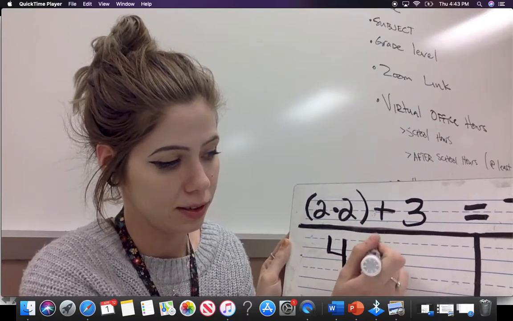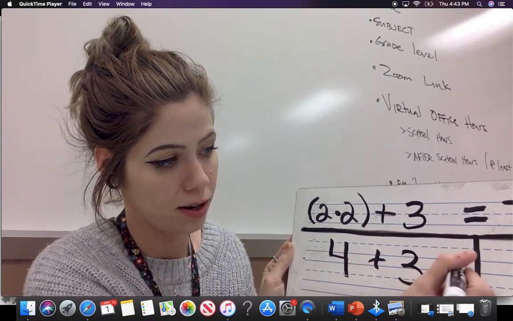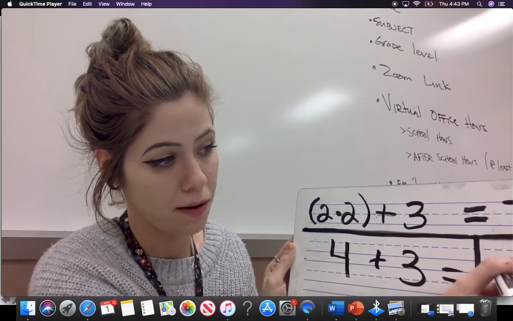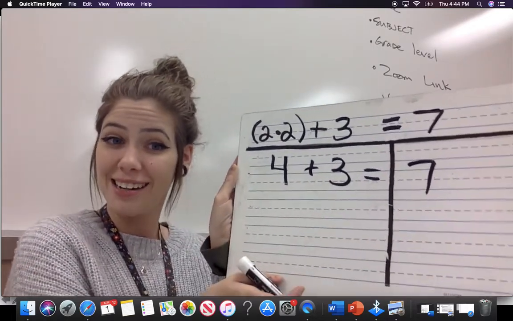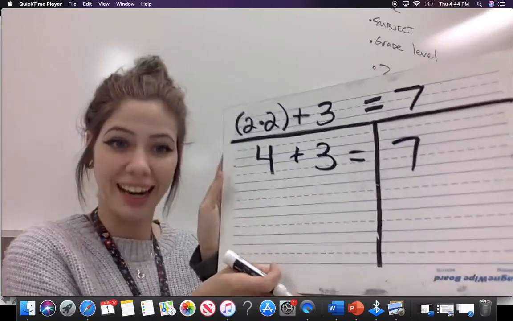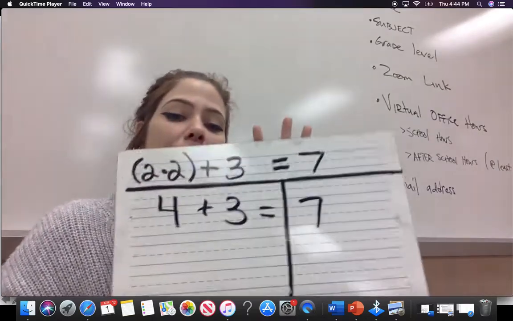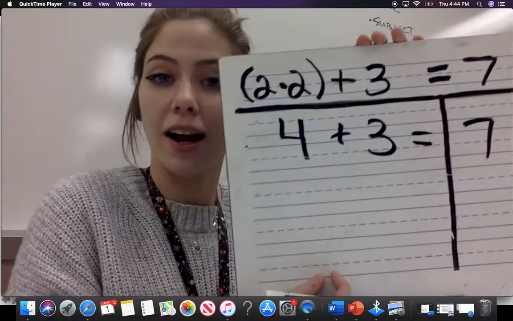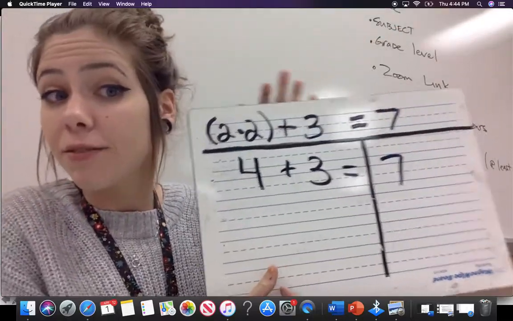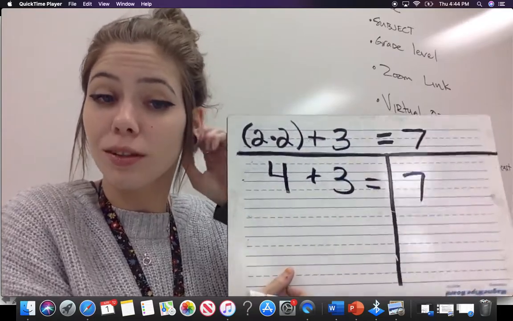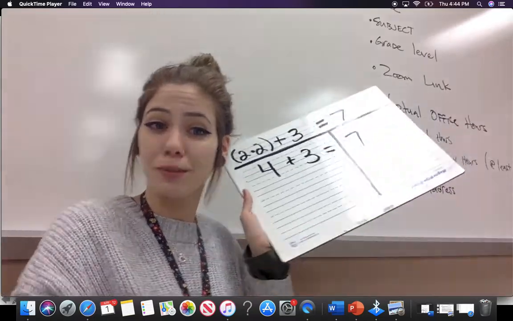Plus 3 equals, is that answer right? It is, right? So now we know, after plugging our x back into the original equation, that this in fact is true, that x equals 2. And we used that with algebra tiles.